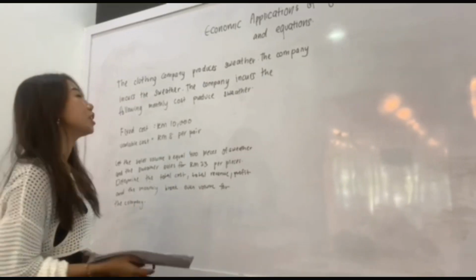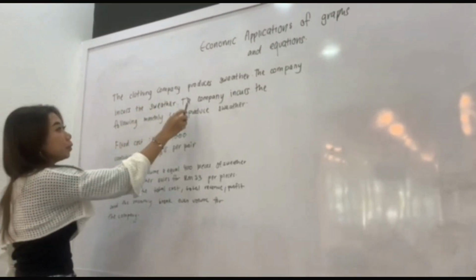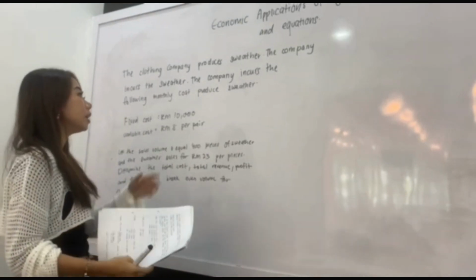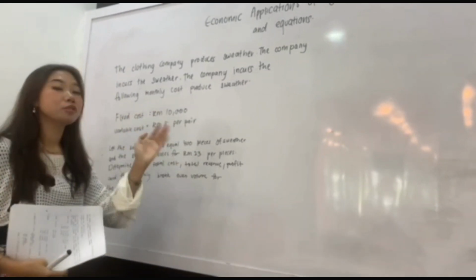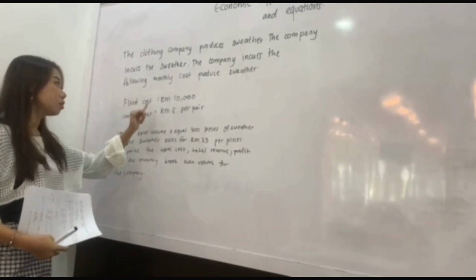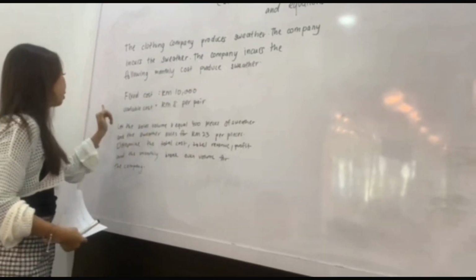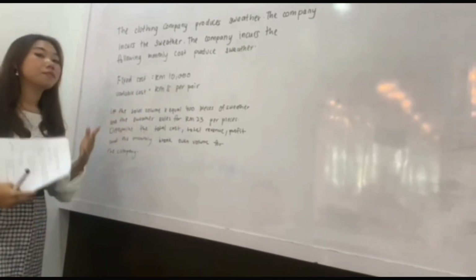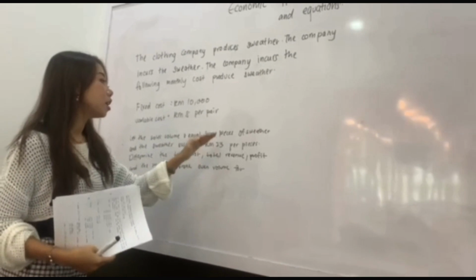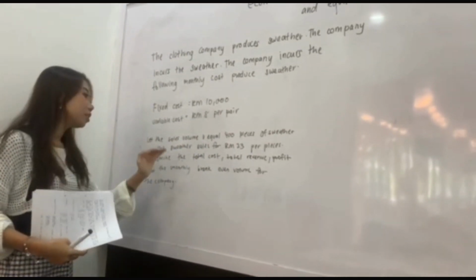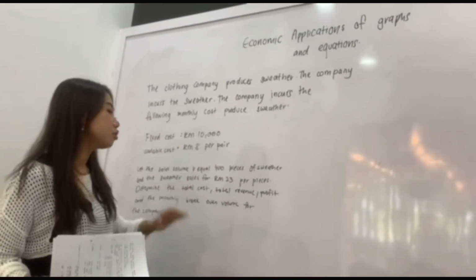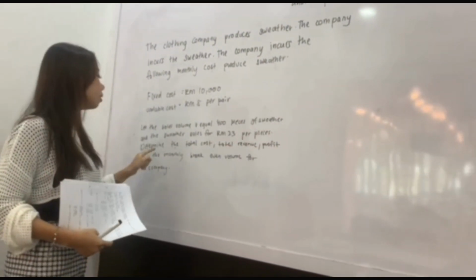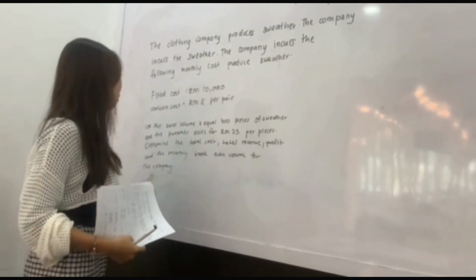So for the last question, the clothing company produced sweater. The company incurs the following monthly cost to produce sweater, which is fixed cost RM 10,000 and variable cost is RM 8 per piece. So let the sale volume be 400 pieces of sweater, and the sweater sells for RM 23 per piece. So determine the total cost, total revenue, profit, and the monthly break-even volume for the company.